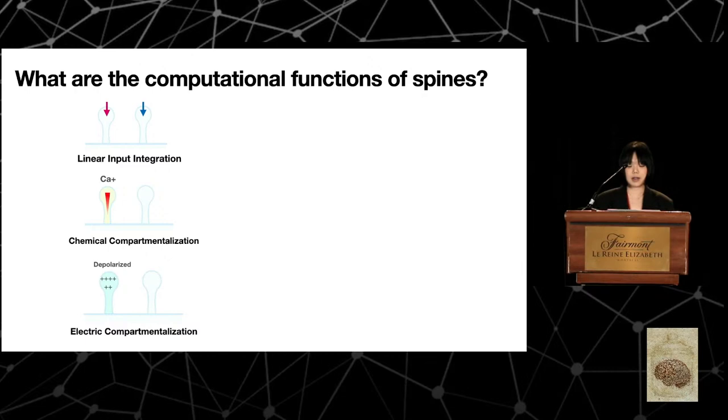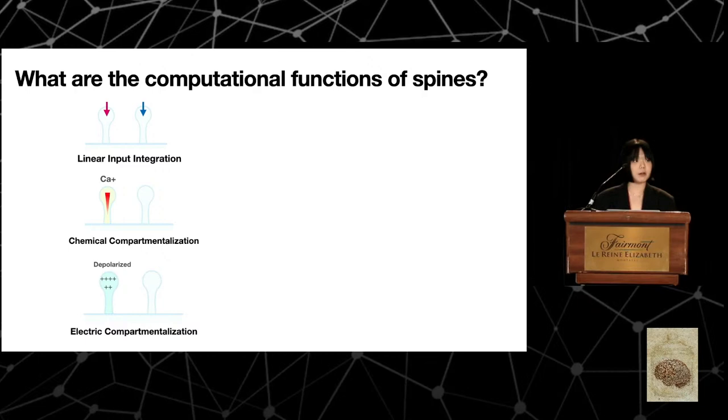And whether spines are capable of electrical compartmentalization has been a topic of debate in experimental and modeling studies over the decades, mainly because of the technical challenges involved in measuring such a small structure. Only in the last decade or so have optical imaging techniques become sensitive enough to get measurements of the neck resistance. And intriguingly, they reveal that spine neck resistances can actually be very high.